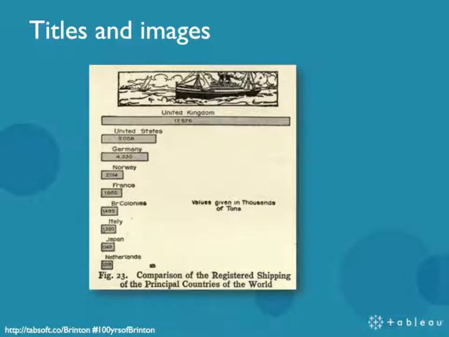So let's move on to a penultimate example of best practice. And this is really about Brinton talking about titles and images and, again, engagement over functionality, but sticking with good design. He loved this chart. I'm not sure of the source now, but he got it, and it shows shipping of principal countries of the world. And hurrah, the UK in 1914 was dominating world trade, followed fairly far back by the US.